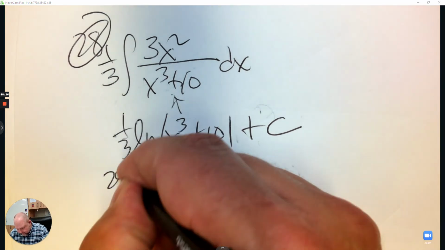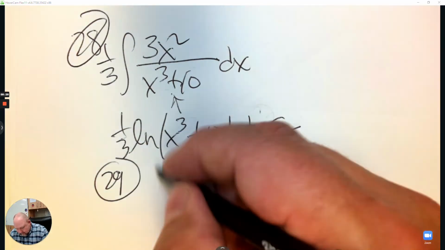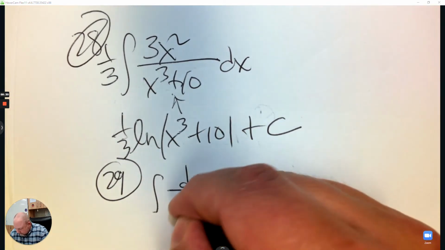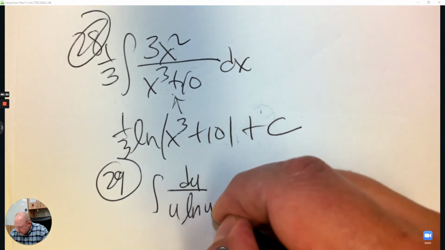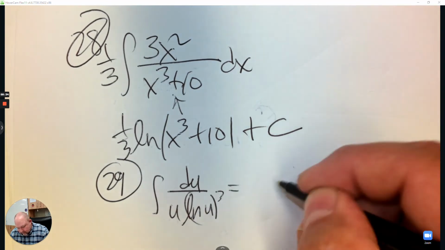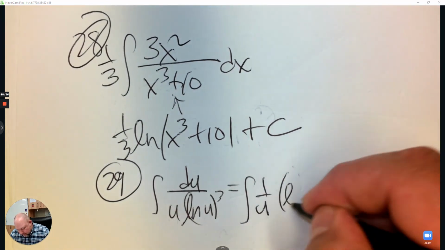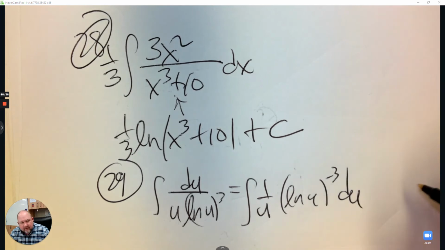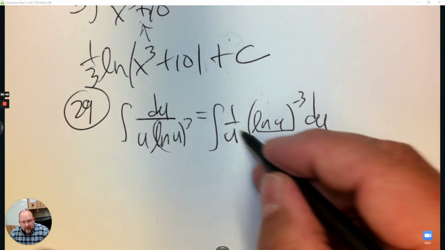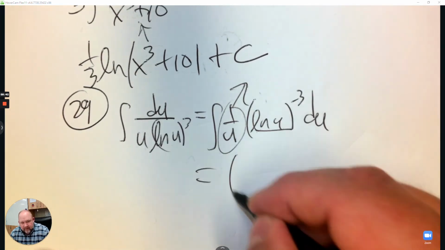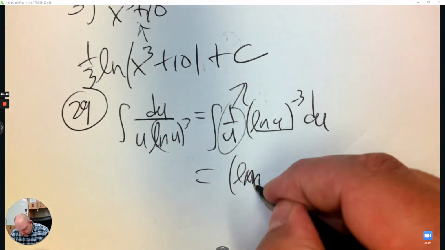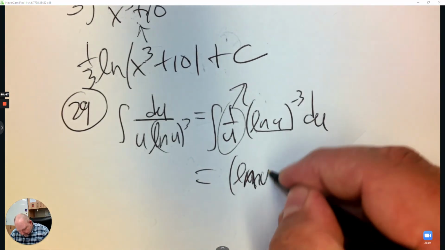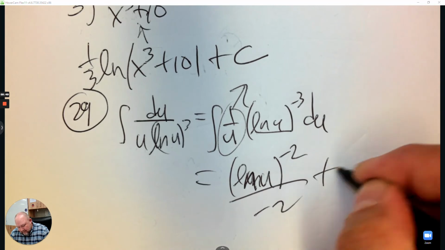29. So remember, there's not an integration for logarithms, so that means I'm going to write it as 1 over u, ln u to the negative 3. So the derivative of ln u is there, that's the hook. So then I just add 1 to the exponent and divide.